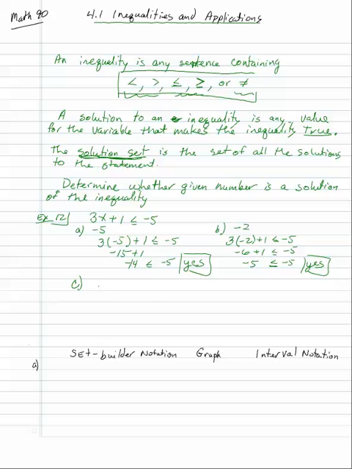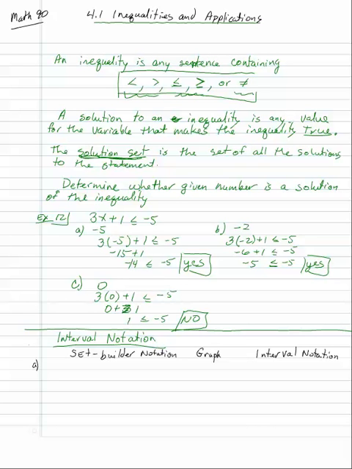How about 0? Is 3 times 0 plus 1 less than or equal to negative 5? That's 0 plus 1, which is 1. Is that less than negative 5? No, it's not. Alright. So, pretty straightforward. Just plug it in, check, say yes or no if it's true or false.